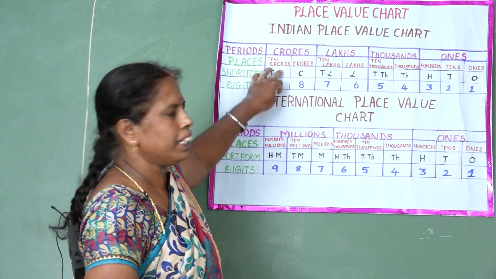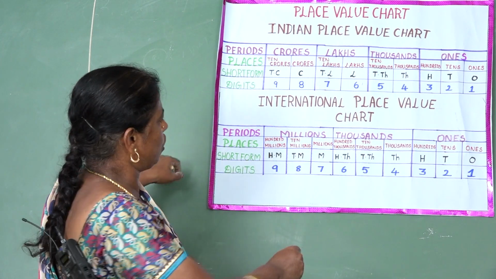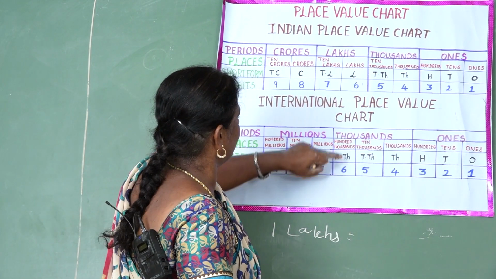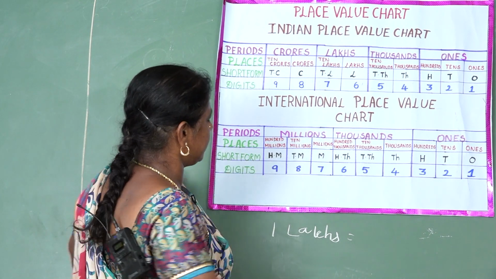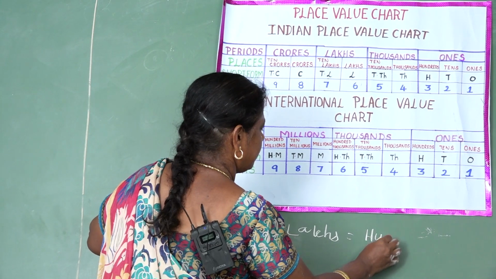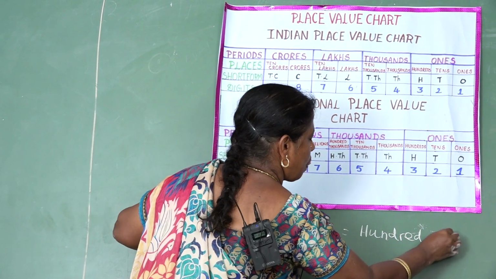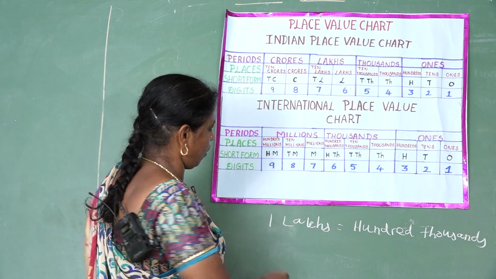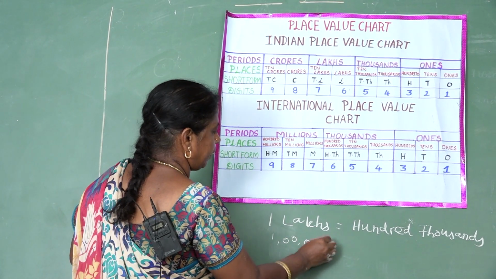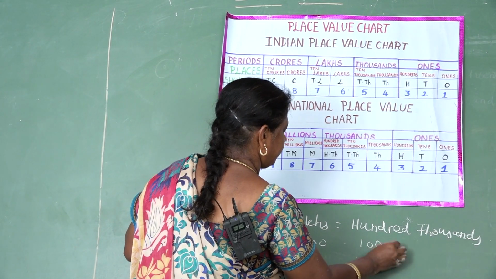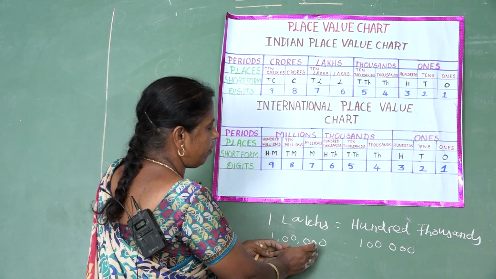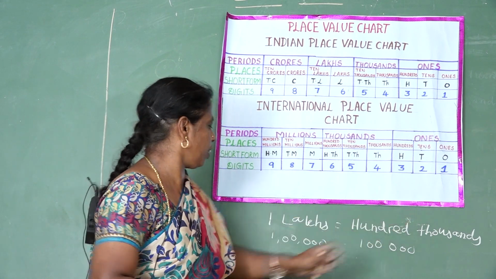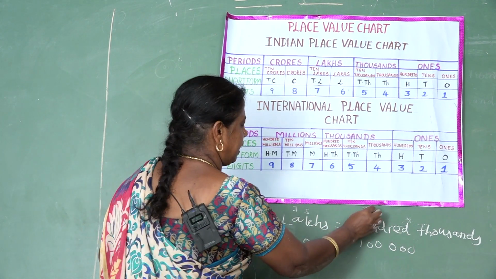Now from this chart, shall we discuss some questions? 1 lakh is equal to how much in the international system? 100,000. So 1 lakh is equal to 100,000. This also has 5 zeros, and 100,000 also has 5 zeros. So 1 lakh equals 100,000. This is the Indian system, and this is the international system.